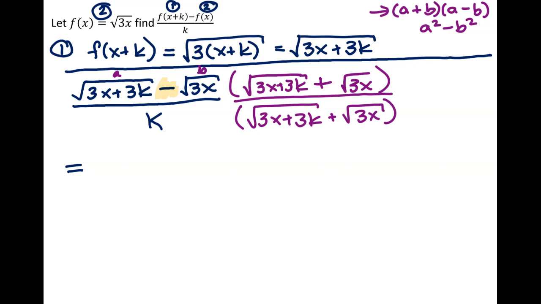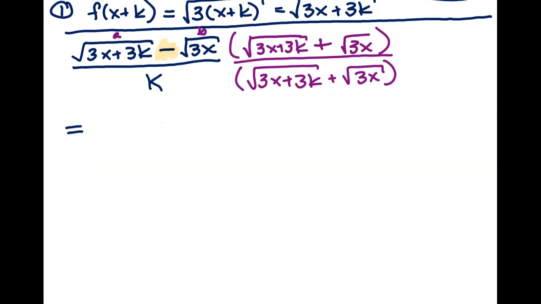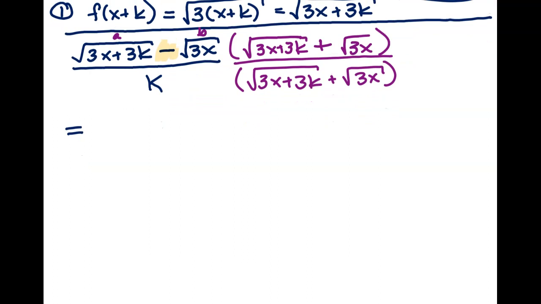Once you get to the point where you can see this a squared minus b squared coming, you don't have to write every step, but I want you to know where it really comes from. So I will this time. Looking back up here, we are going to FOIL. So we're going to take these first two, and if I multiply the square root of 3x plus 3k by itself, that becomes the square root of 3x plus 3k squared, and the squared and the square root eliminate each other.